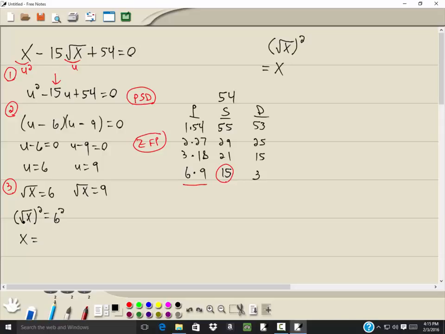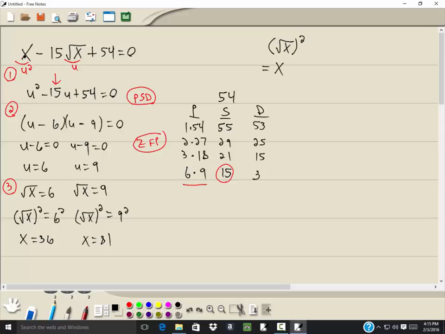So that's going to give us x, because remember the square root and the second power cancel each other. And 6 squared is 36. And here we'll square both sides. And that gives us x is equal to 81. Maybe. Because anytime you raise both sides to a power, you have to check your answers.